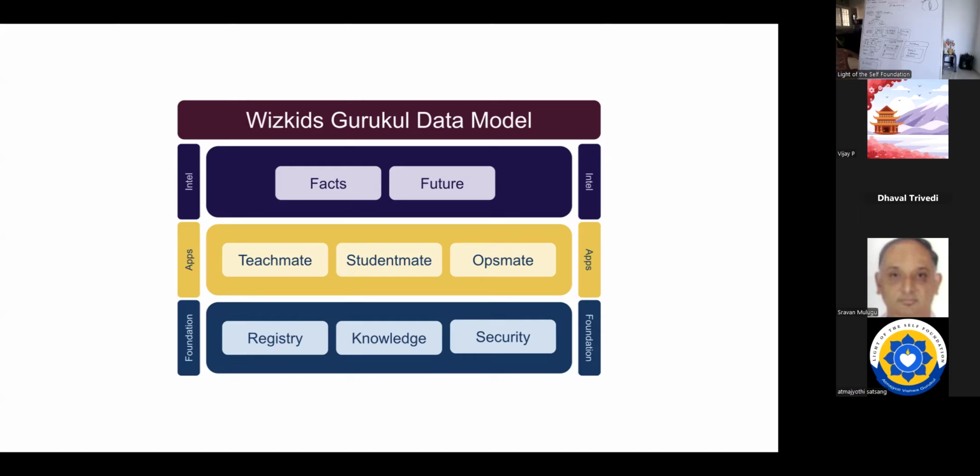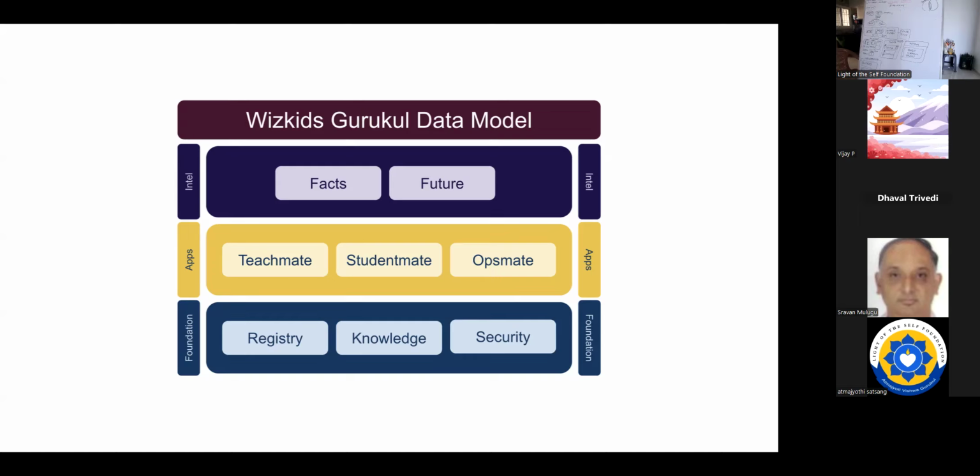At the top layer, as I already mentioned, facts and future. Facts is nothing but, we infer various kinds of generally statistical inferences, right? Max, min, average, so on and so forth. That is facts. So data already contains the fact. It's just a matter of aggregation. How many students? Already you have student registry. Count of the students is one of the facts.